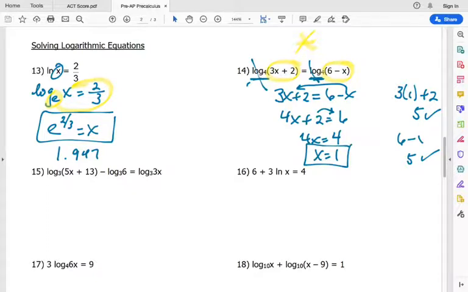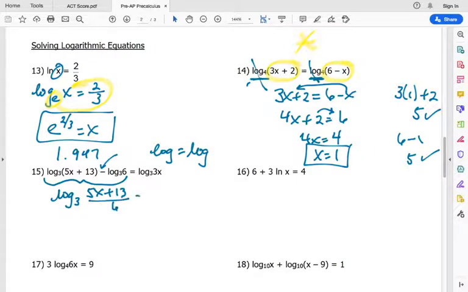All right, number 15. Again, you need one log equal to one log in order to solve this. So I'm going to have to combine these using my rule of logs. And because we're subtracting, we can combine those by dividing the arguments. So the log base 3 of (5x plus 13) over 6 equals the log base 3 of 3x. Okay, now I have one log equal to one log, so I can ignore the log part and set the arguments equal to each other. So (5x plus 13) over 6 equals 3x.